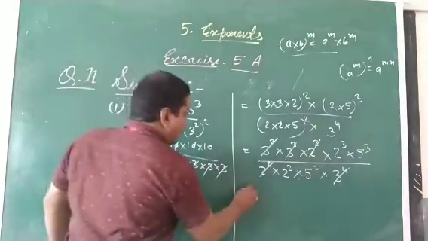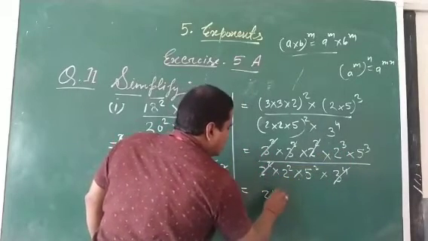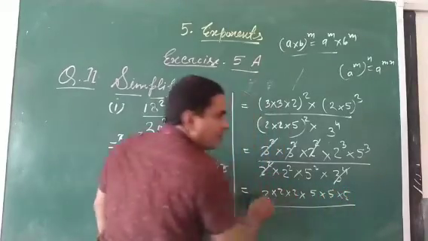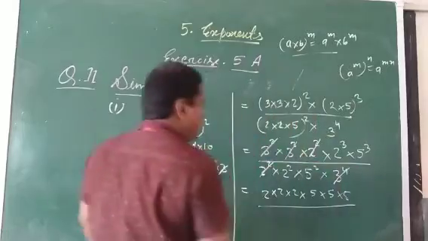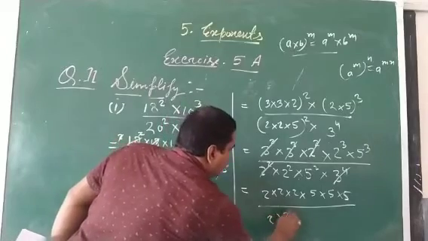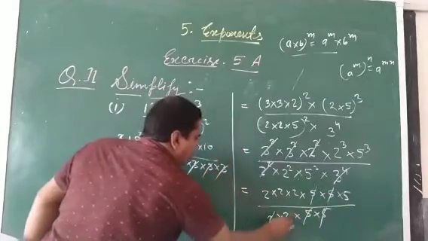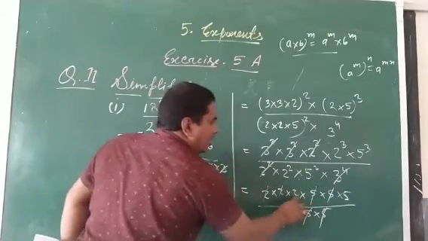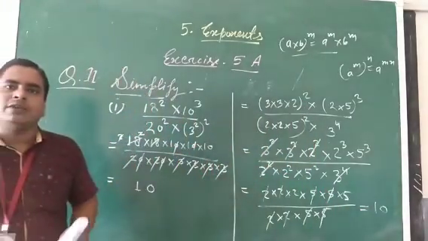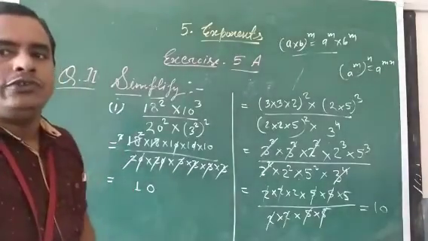So what will we do here? 2 power 3 means 2 into 2 into 2, 5 into 5 into 5, and here we will write 2 into 2, 5 into 5. So 5, 5 cancel out. Here 2, 2 cancel out. So what remains here? 2 into 5. So the answer is 10. So you can solve this by using the laws of exponent, or by the direct method. Okay, students, now we proceed to the next question.